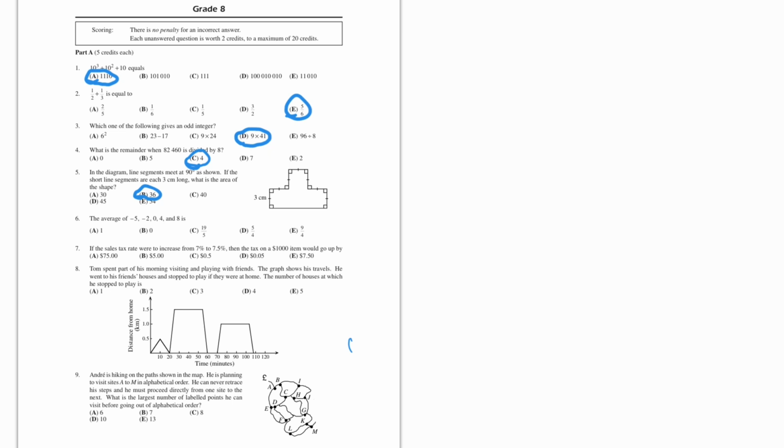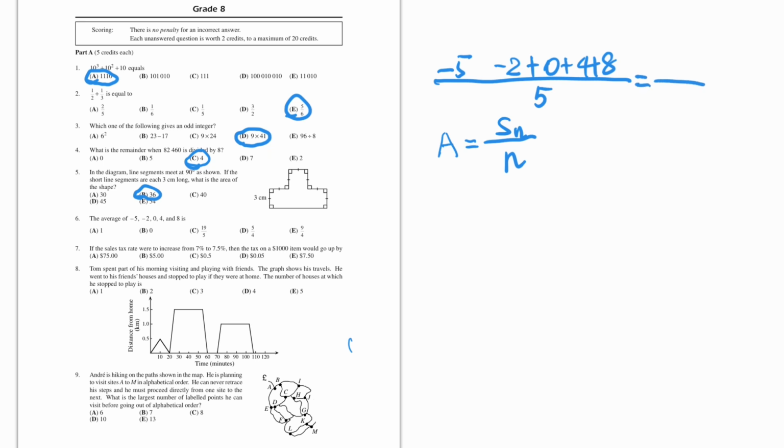Number 6, the average of -5, -2, 0, 4, and 8. The average equals the sum of the numbers divided by the number of the numbers. So we add these 5 numbers together, divided by 5. 8 minus 5 minus 2 is 1. 1 plus 4 is 5, over 5 is 1. Therefore, the answer is A.